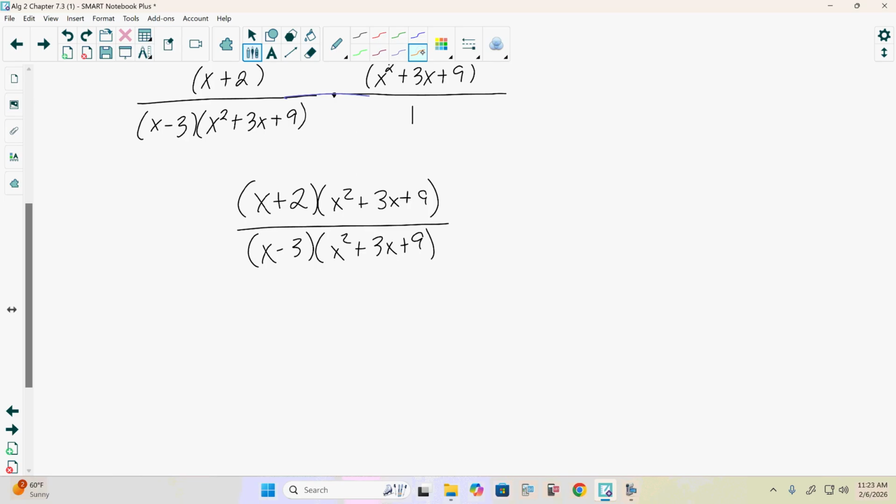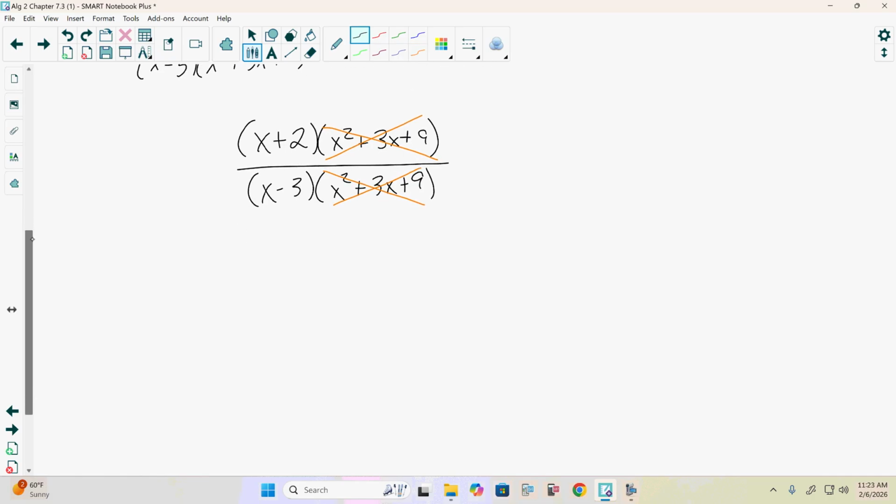And the only thing that's going to simplify out is the quadratic part, the x squared plus 3x plus 9, leaving us with x plus 2 over x minus 3. Questions on this here?